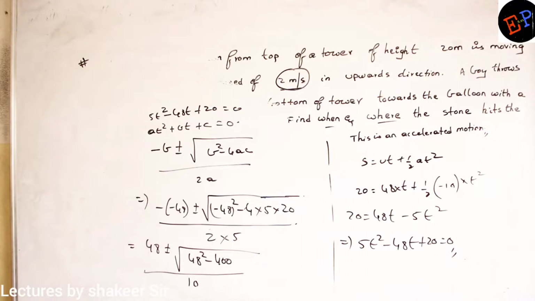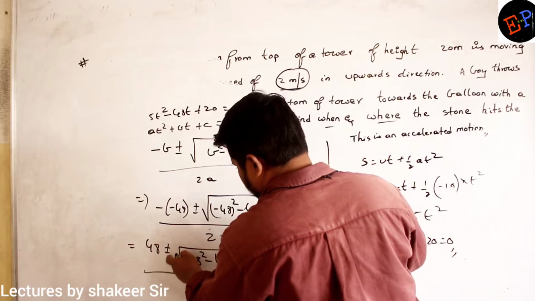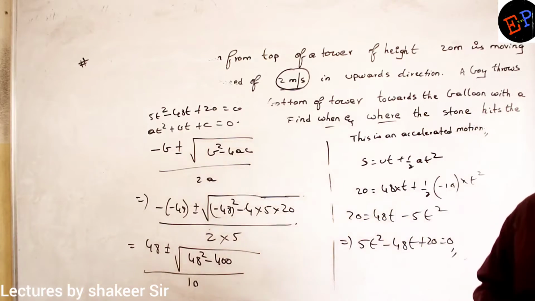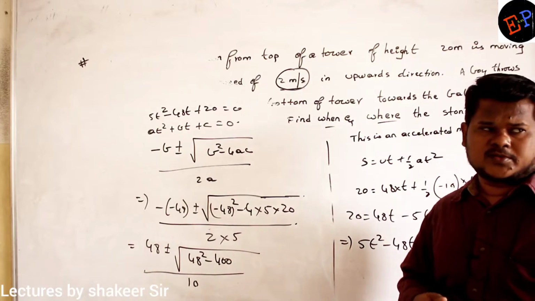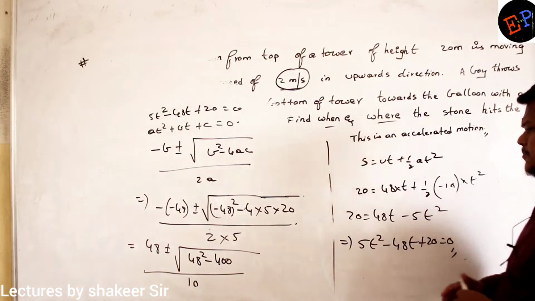That's all. Now do this calculation, ma, and you neglect the negative value because time cannot be negative. Time is always a positive value. So neglect the negative value and calculate what is the answer you will get.